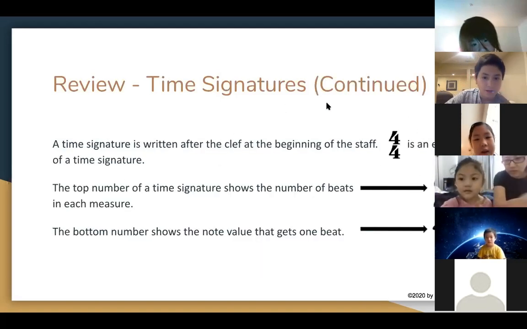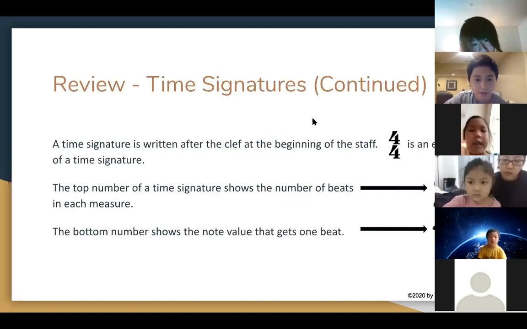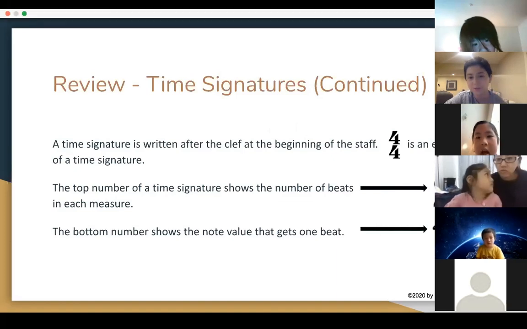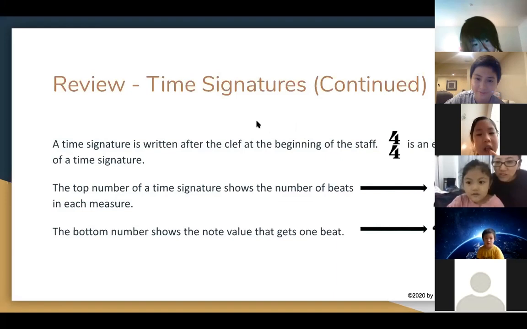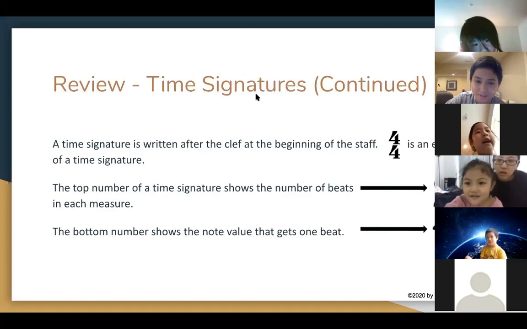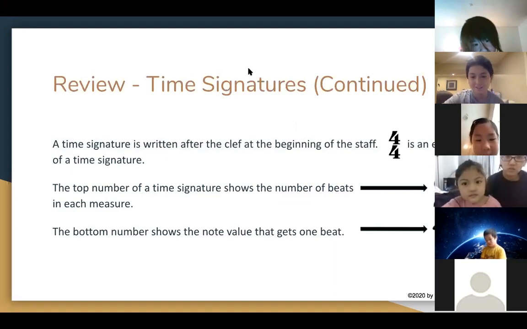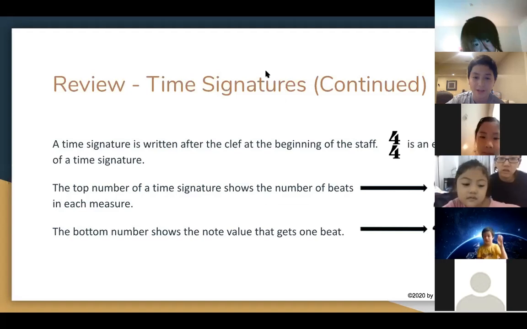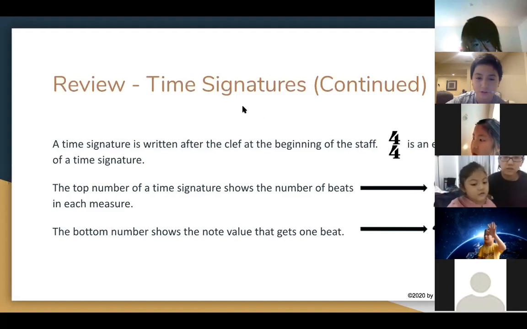Okay. Time signatures continued. So a time signature is written after the clef at the beginning of the staff. Do you guys want to tell me what the two clefs are? Or name one of the clefs? Okay, yes, Melody. I need both. Treble clef and bass clef. Yes, good job. Those are the two clefs. And a time signature would be written after the treble clef or bass clef. Oh, Terrell, do you have a question?